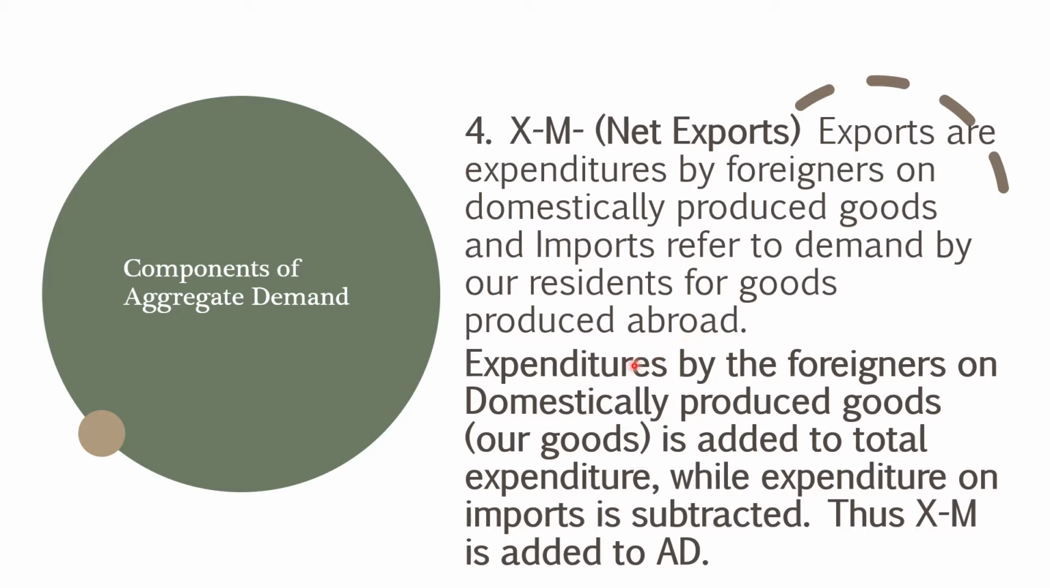Expenditures by the foreigners on domestically produced goods, that is our goods, have to be added to total expenditure, while expenditure on imports that we pay to the foreigners for the goods that we import has to be subtracted. Thus, X minus M is added to aggregate demand.